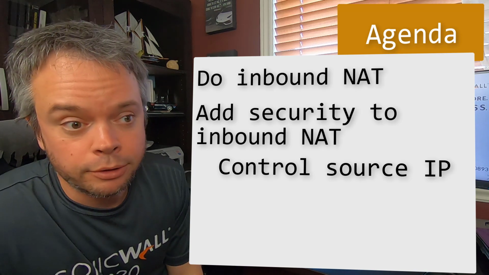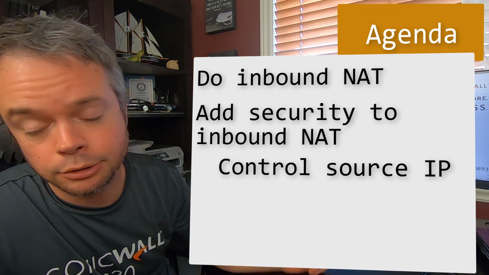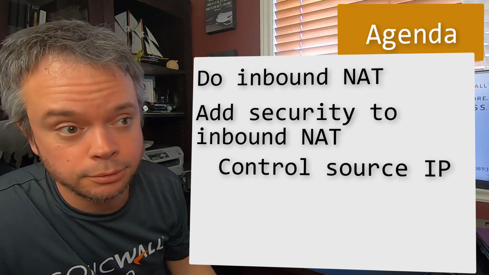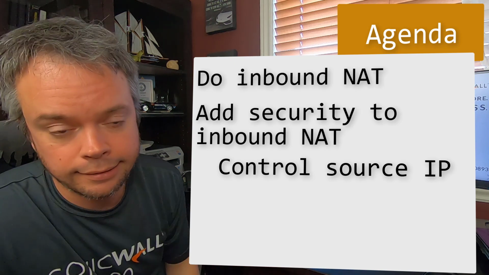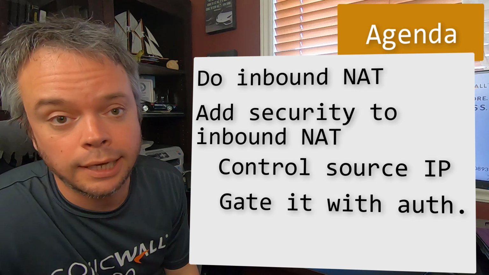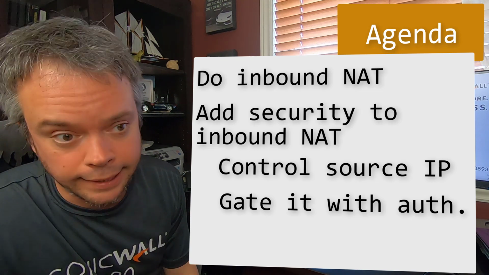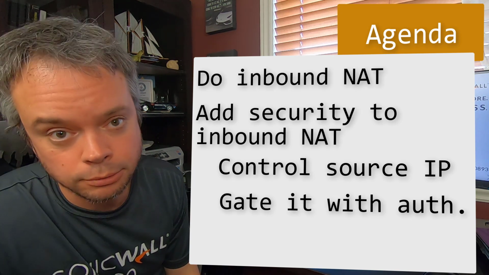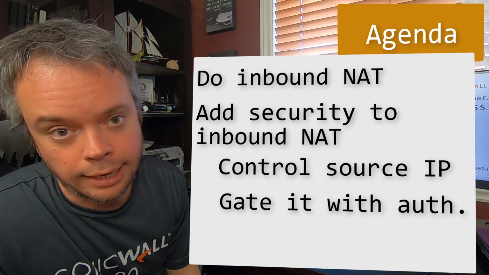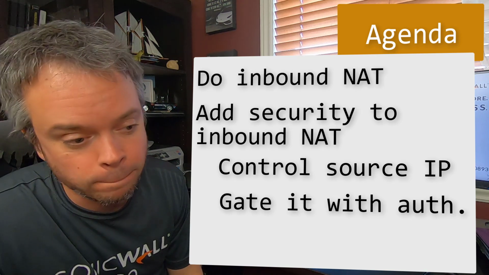In the event where the source, the person that needs to connect, has a dynamic IP, I'll show you something I like to do, which is to kind of gate that NAT with authentication. So you need to first authenticate to the firewall with a valid user and password, and then the NAT will be allowed to you. So it's still not as good as a VPN, but it's way better than allowing the entire planet to connect to your network.